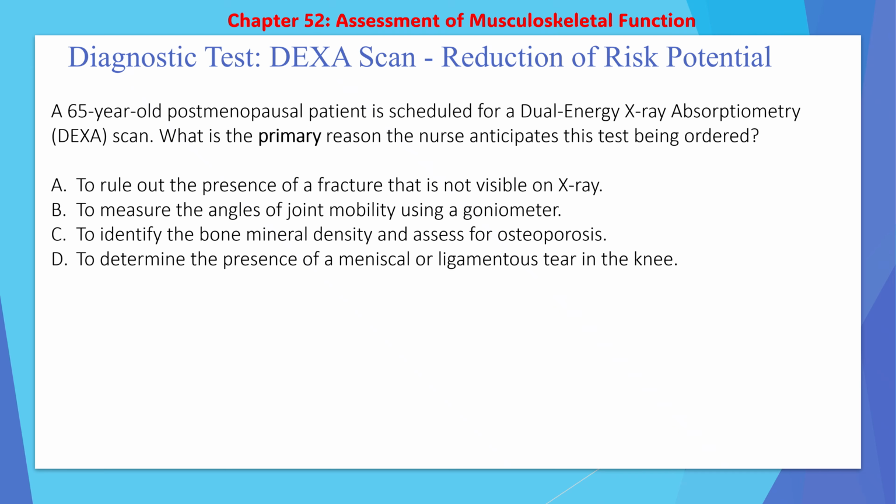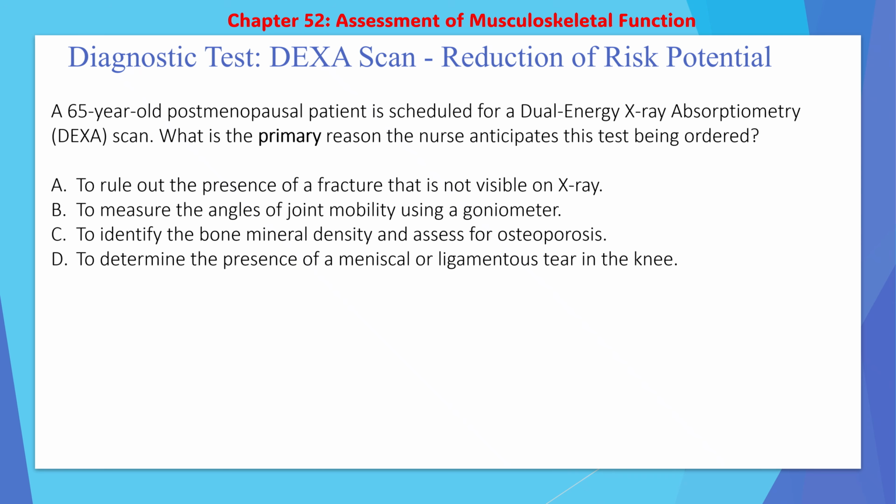Diagnostic test, the DEXA scan, reduction of risk potential. A 65-year-old postmenopausal patient is scheduled for a dual energy X-ray absorptiometry DEXA scan. What is the primary reason the nurse anticipates this test being ordered?